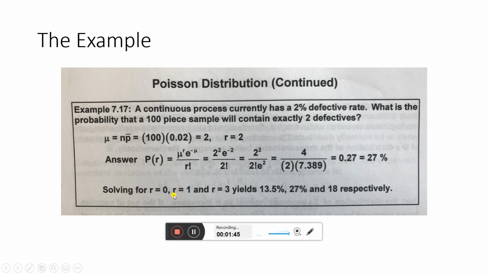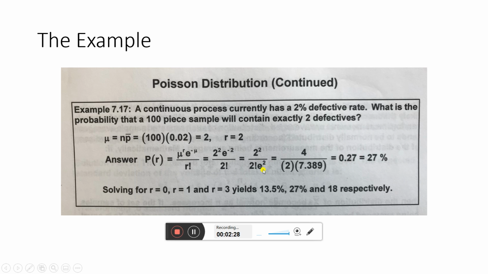If you want to know the probability of getting 2 or less, you'd have to calculate R0, R1. You'd add these up, so it'd be 27 plus 27, 54 plus 13.5, 67.5. So the odds of getting 2 or less is 67.5 just by random chance. If you wanted 3 or less, you'd add 18 to that. So that'd be 67 plus 18, 85.5%. And if you're going the other way, what's the probability of getting 3 or more? Well, you'd have to calculate 3, 4, 5, on and up until your point of interest.